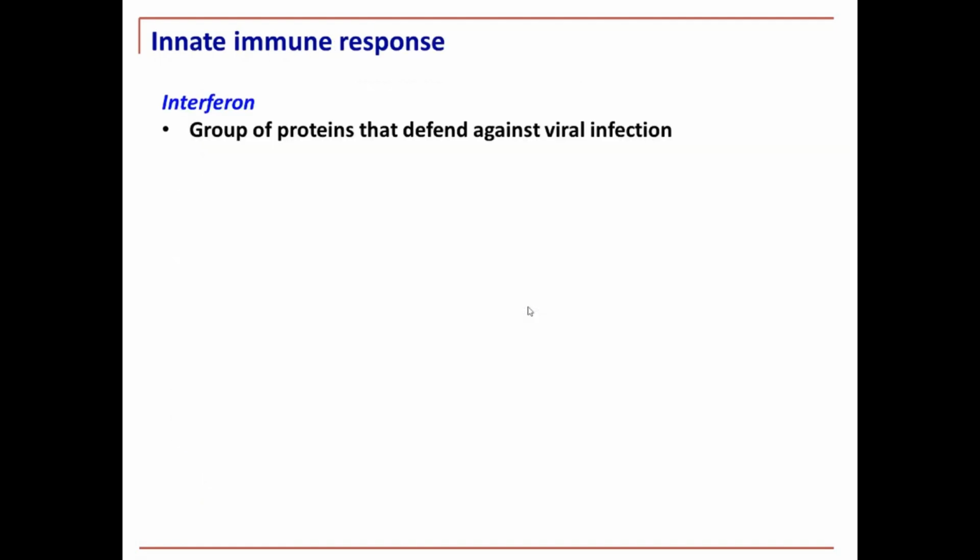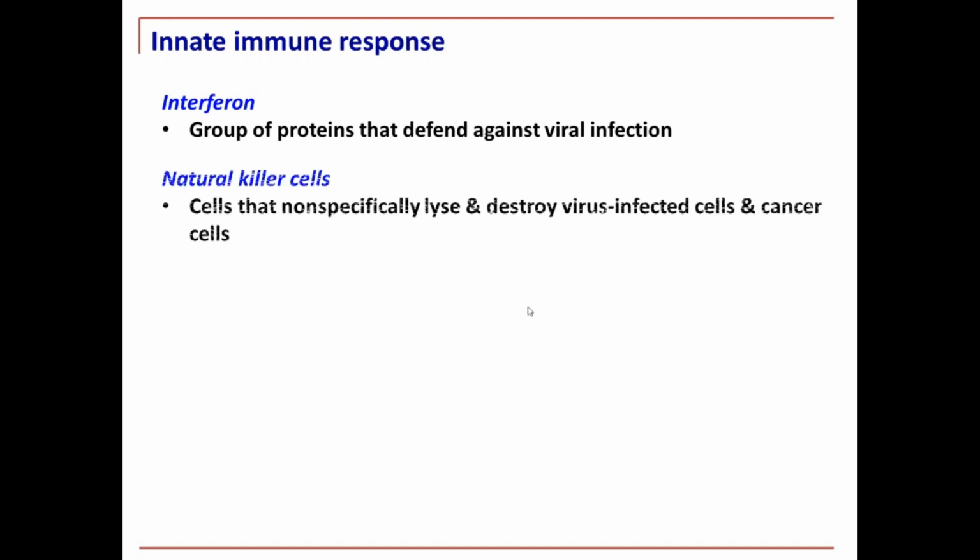So if we're looking at some of these innate immune responses, we've got the interferons. So these are a group of proteins that help defend against viral infections. And we will go through each of these in turn in a second. We've got our natural killer cells. These are cells that non-specifically lyse and destroy virus-infected cells as well as cancer cells. So our bodies produce a vast number of cancer cells every day by accident, and we have methods of killing them. And one of those is through our NK cells, our natural killer cells.